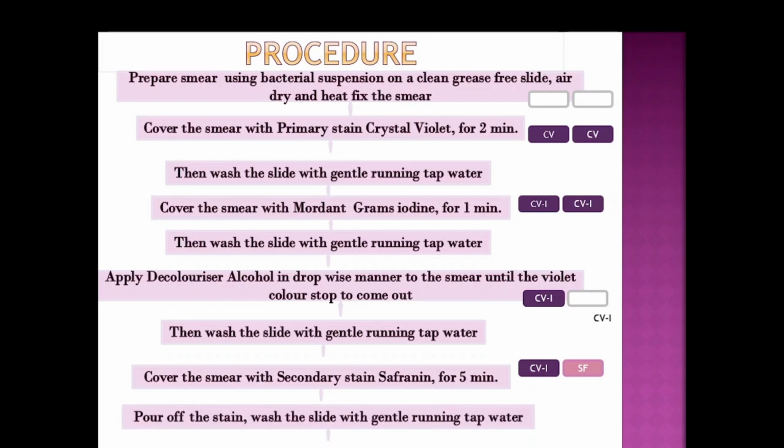After 5-minute application of safranin, pour off the stain, wash the slide with gentle running tap water, blot dry the slide, air dry the stained smear, put a small drop of immersion oil on the smear and observe under the oil immersion lens of the microscope. The purple cells are the gram positive bacteria. The pink cells you observed are the gram negative bacteria.